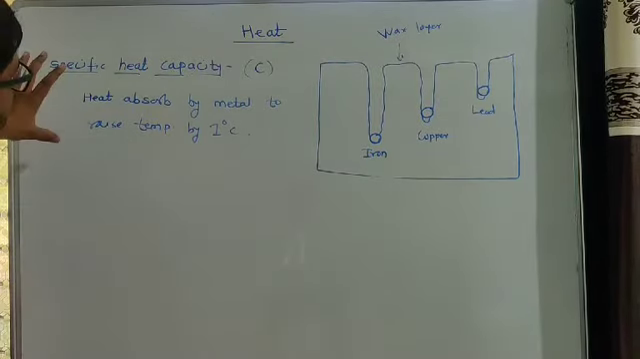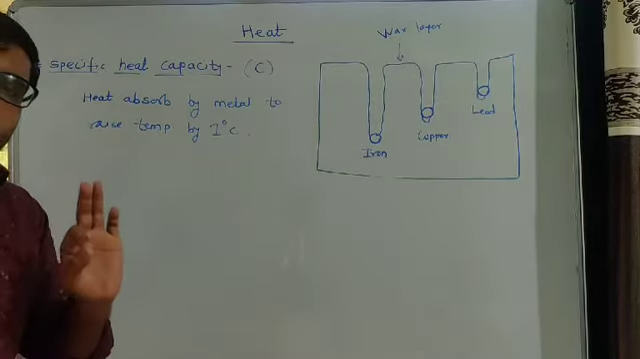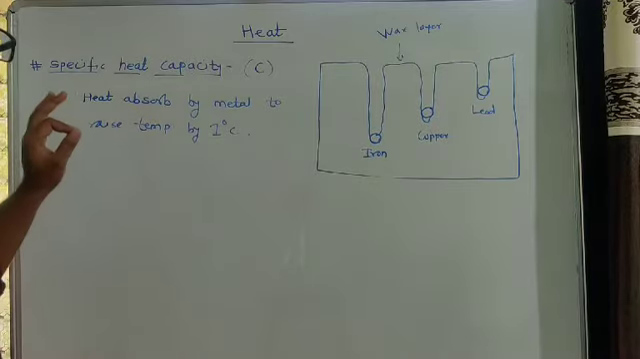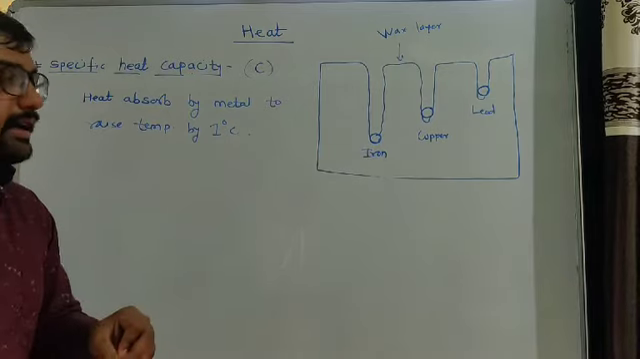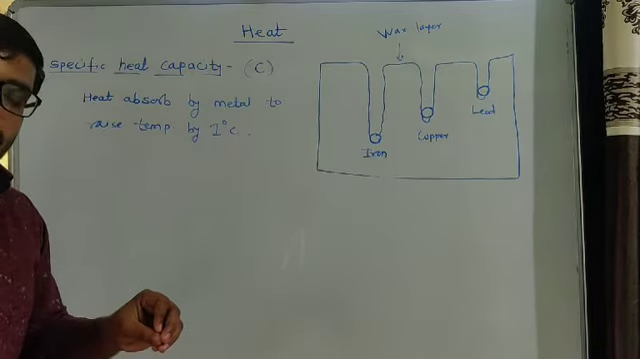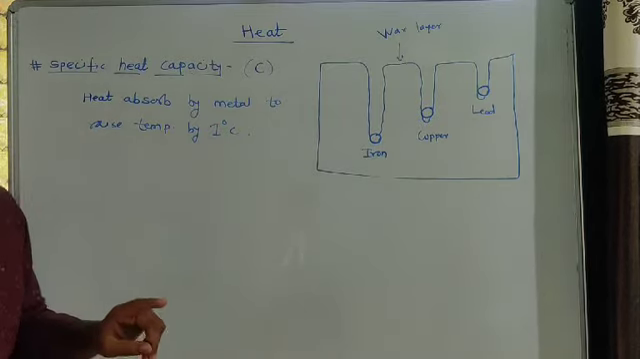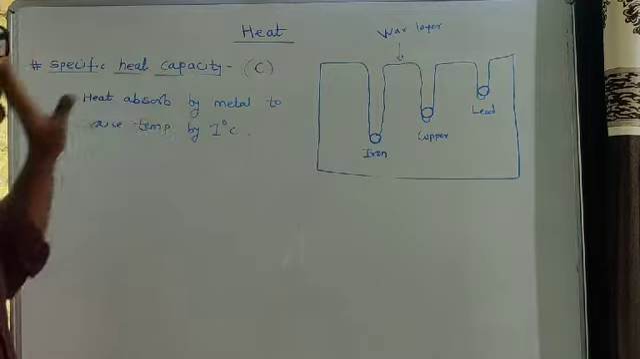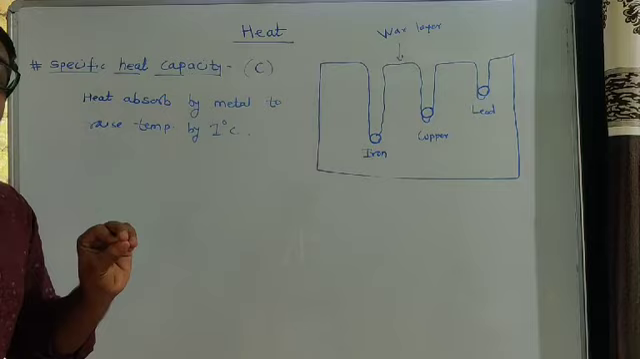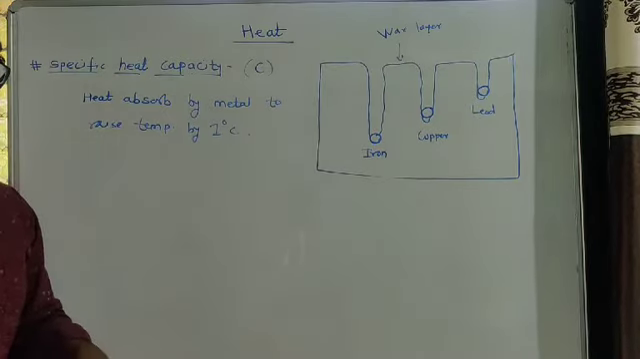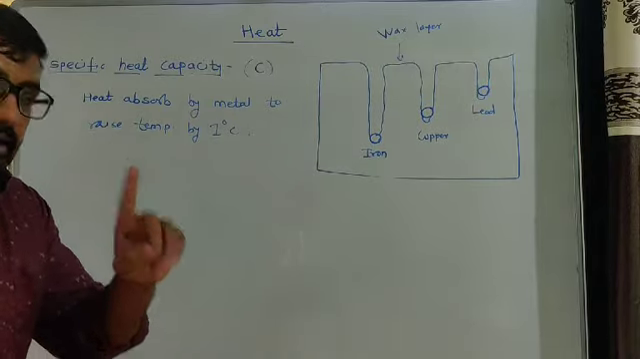So simply, if we make a definition of specific heat capacity, we may say that the amount of heat absorbed by a substance to raise the temperature of that particular substance by 1 degree Celsius is nothing but the specific heat capacity of that substance. The amount of heat required to raise the temperature of a substance by 1 degree Celsius.